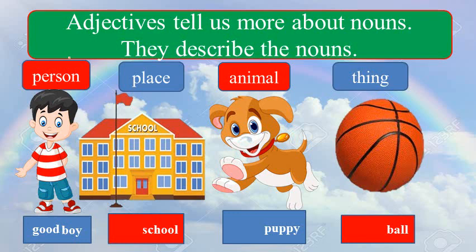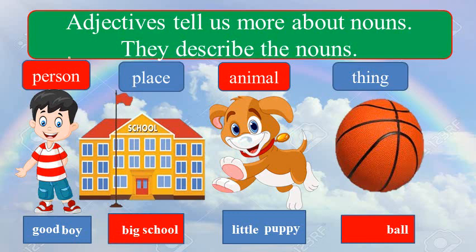Now school. You want to tell something more about your school. It is a big school, it is a small school, it is a beautiful school. So all these words are describing your school. They are called adjectives. Now animal, puppy. You want to tell something more about your puppy, like it is a brown puppy, it is a cute puppy, it is a little puppy. All these words are called adjectives.